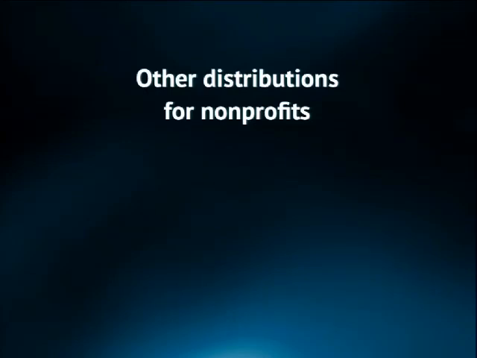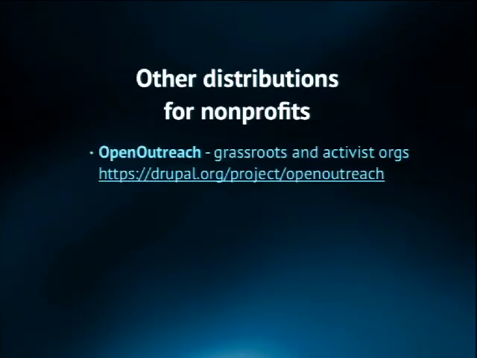That's not at all our goal. We really want to focus on OpenAid as an example of using distributions, because we think distributions is a great solution for a lot of organizations, including a lot of nonprofits. And there are some other great distributions that are specifically interesting to nonprofits. There are over 400 distributions on Drupal.org right now, and here are a few that you might be interested in if you're working for or with nonprofits.